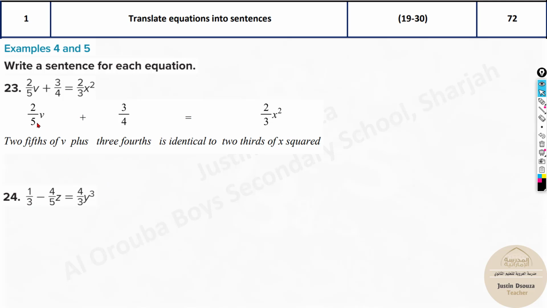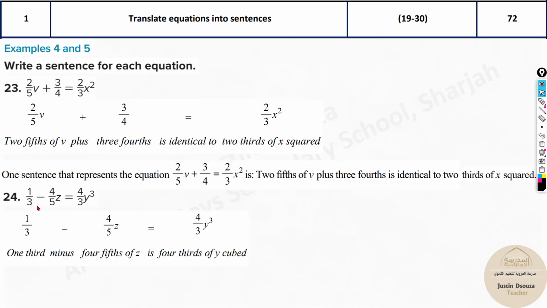You can write the division of 2 by 5, but it's not generally appropriate to say 2 divided by 5 multiplied by v. No, it would be just 2/5, okay? 2/5 of v plus 3/4 of what? 3/4 is 2/3 of x squared. So this is the answer.